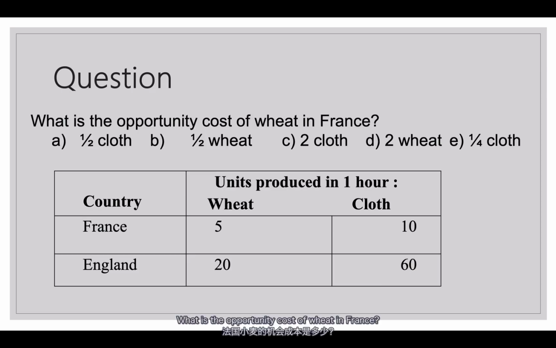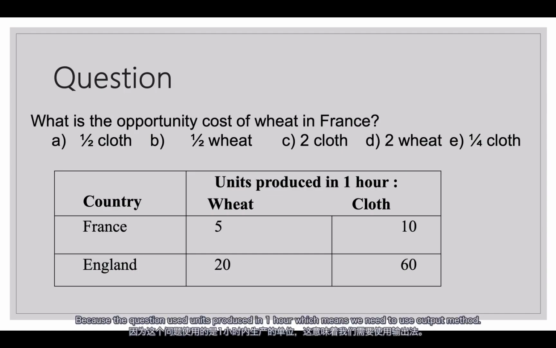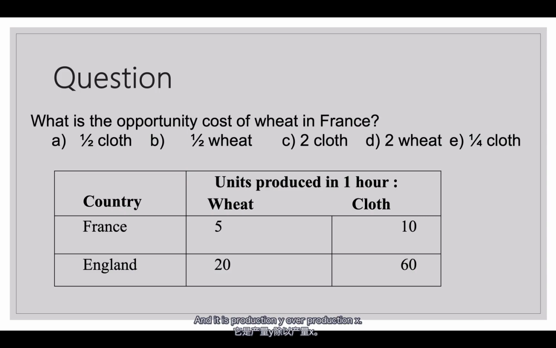What is the opportunity cost of what in France? And you can see those choices and the chart. Now, you can pause and think for a moment. The answer to the question is C, because the question used units produced in 1 hour, which means we need to use the output method. And it is production Y over production X. In this question, production X is 5, production Y is 10. 10 over 5 equals 2. And please remember you need to add units after the number. The unit we are supposed to add is clothes after 2.